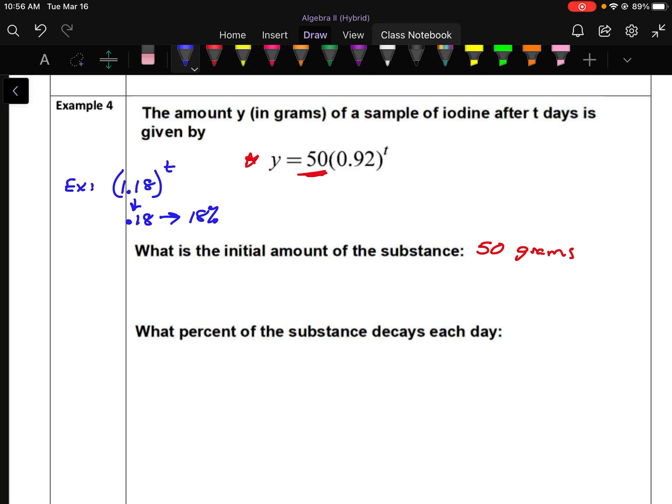So when it's decay, you want to know how much less than 1. So we have 0.92. How much less than 1 is that? Quick subtraction would lead you to 0.08, which is 8%. And there you go. And that's basically it.